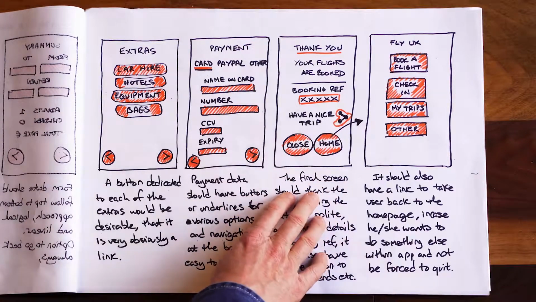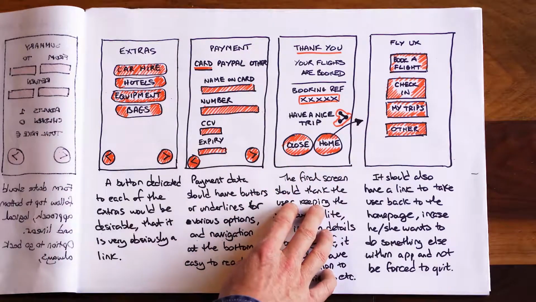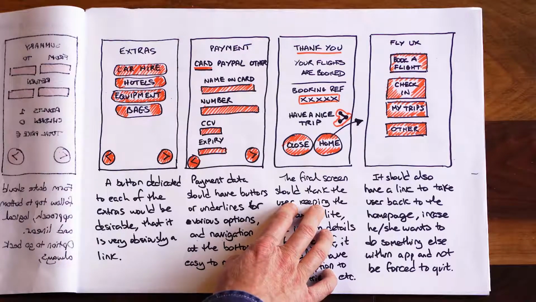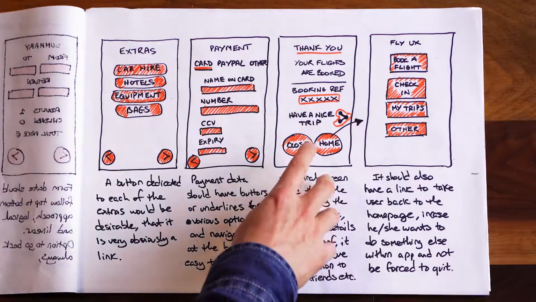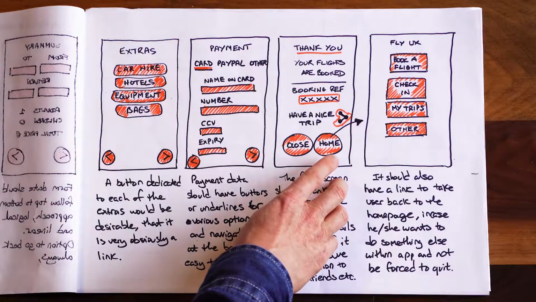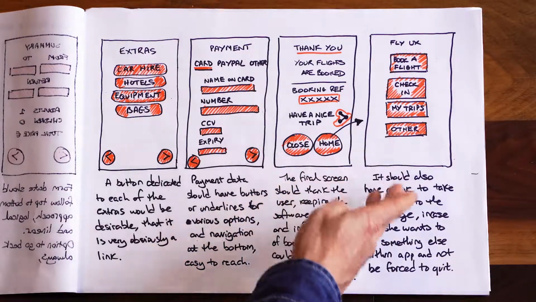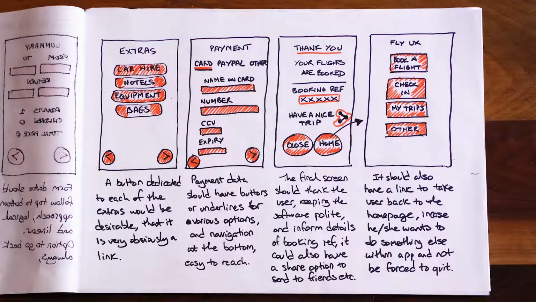Also having the option to share the details with other people, because you might be booking with other people. And have the option there then to close the app, or else go back to the home button if there's something else that you want to do. So that's the sort of navigation.